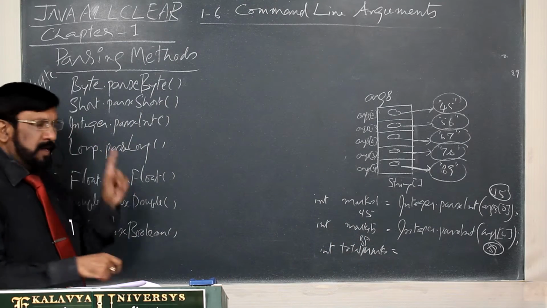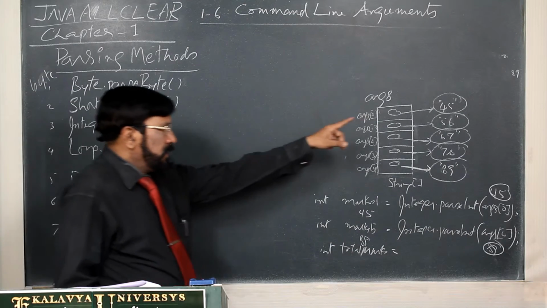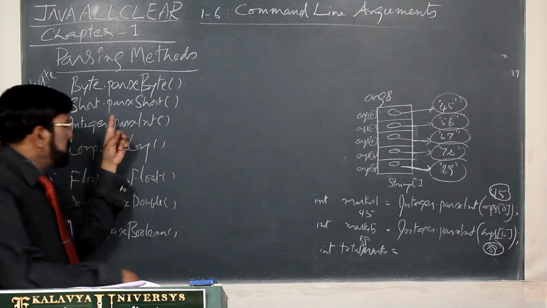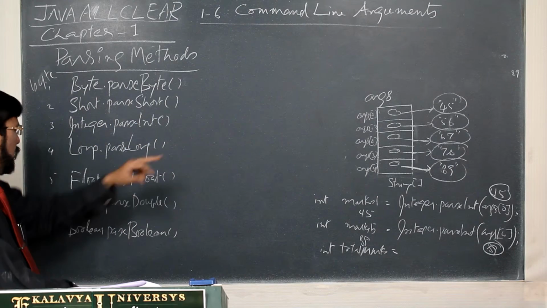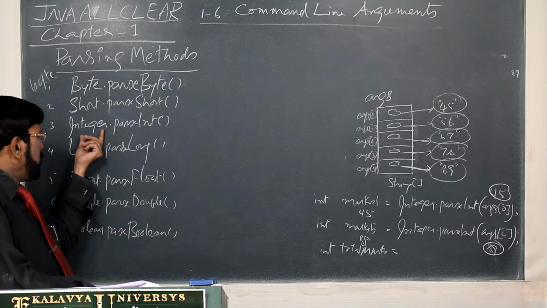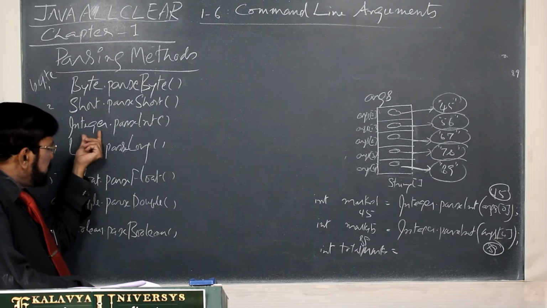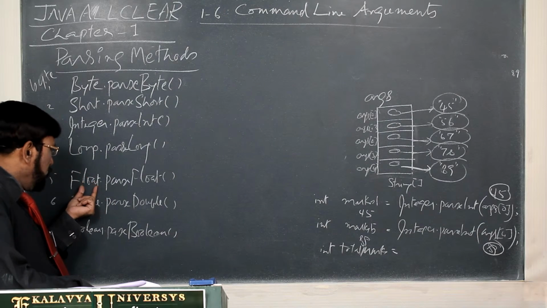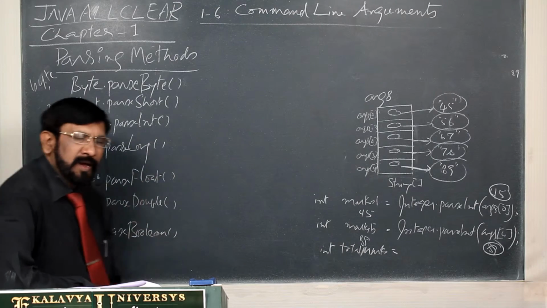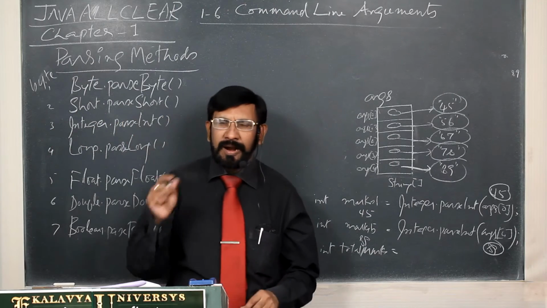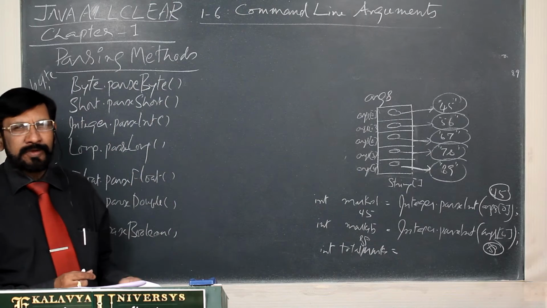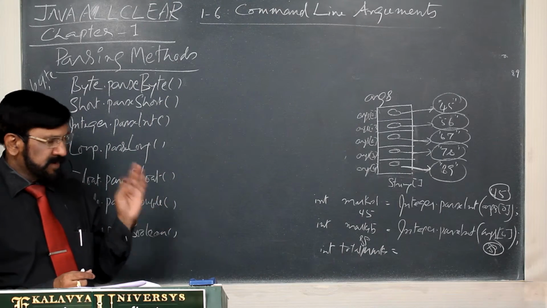For this purpose, always remember in which type of value you want to extract, then that type of parsing method you have to use. Now suppose I want to extract an integer value, that's why I have used Integer.parseInt. Suppose these are floating point values, then what do I have to use? Float.parseFloat I have to use, and whatever value is returned you have to store in a floating point variable. That is the mechanism, this is the technique.